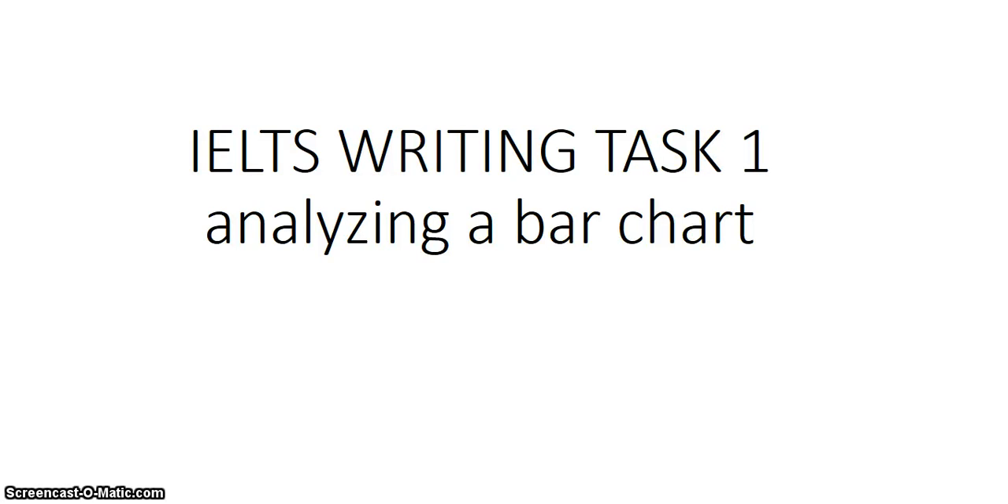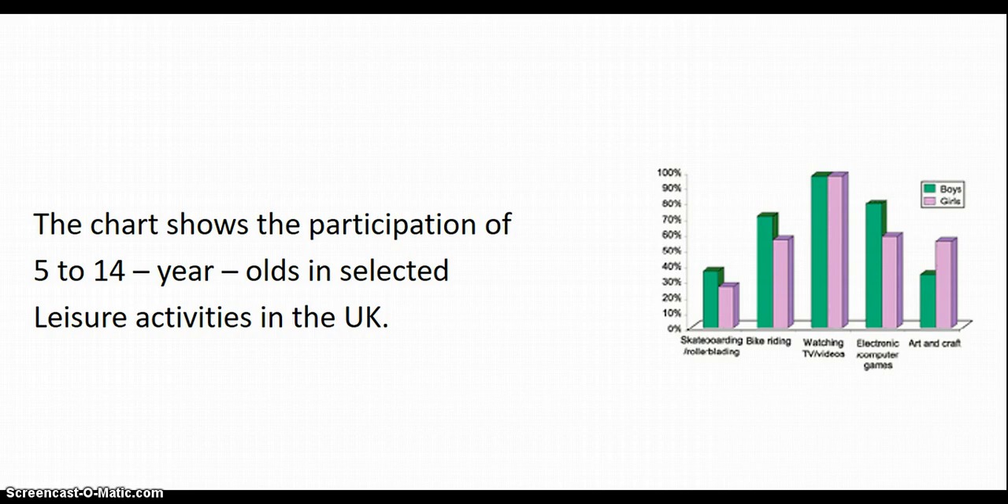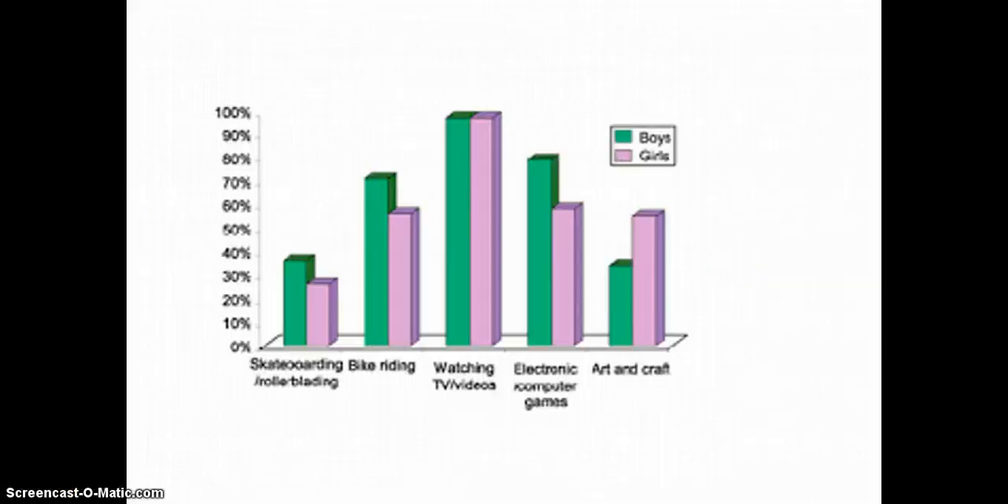My name is Layla. In this video we're going to look at how to write for the IELTS Writing Task 1, analyzing a bar chart. And this is our question. The chart shows the participation of 5 to 14-year-olds in selected leisure activities in the UK. Let's take a closer look at the chart.